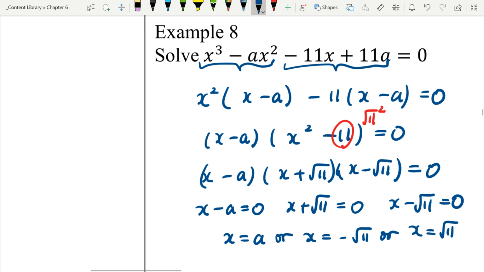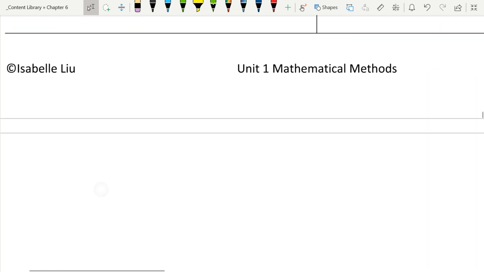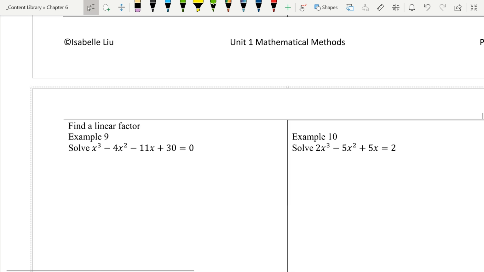All right, so all the things we talked about, I haven't used the method we learned last lesson. This is just use the knowledge we have already to factorize cubics. But not all the cubics can be factorized in those methods. So let's have a look at example 9 and example 10.